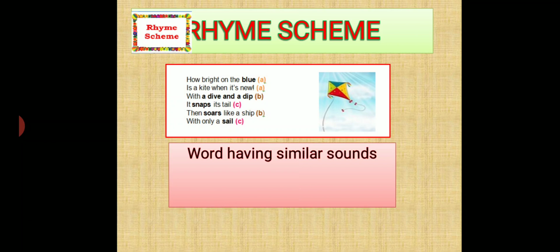Blue is different, new has the same sound; dip is different, tail is different; dip is matching with ship and tail is matching with sail. So I have highlighted similar sounds with the same alphabet and the same color. So blue, new: A, A; dip, ship: B, B; tail, sail: C, C. So your rhyme scheme becomes A, A, B, B, C, C. This is your rhyme scheme, and this is how to make a rhyme scheme.